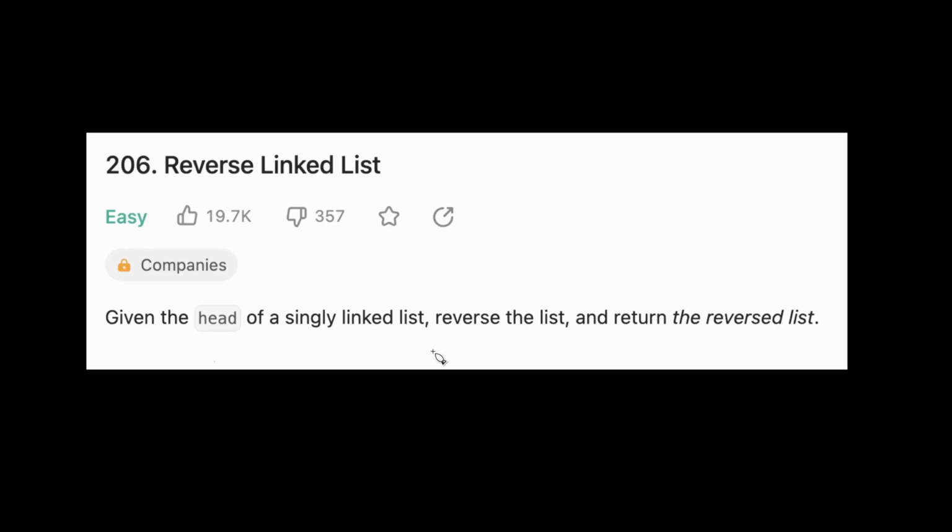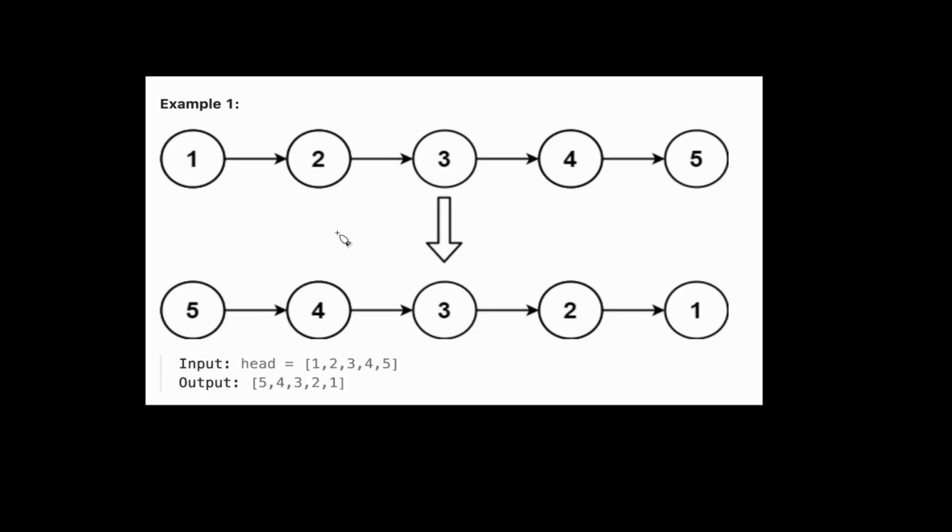Hi everyone, let's do Leetcode 206, reverse linked list. We're given the head of a singly linked list and we want to reverse it and return the head of the reversed list. This is the example given by Leetcode. So the head is 1, and as you can see, this was the initial linked list and this is the output. So this is the head of the new list. As you can see, it's totally reversed, and this is what we're trying to achieve.